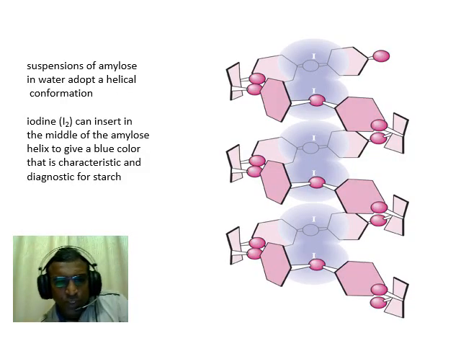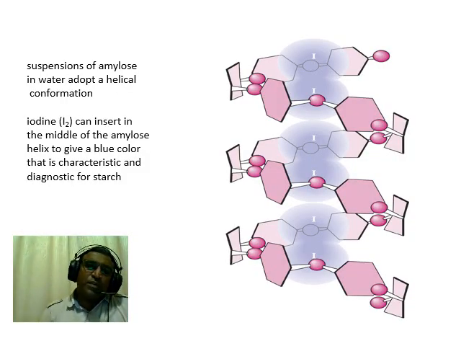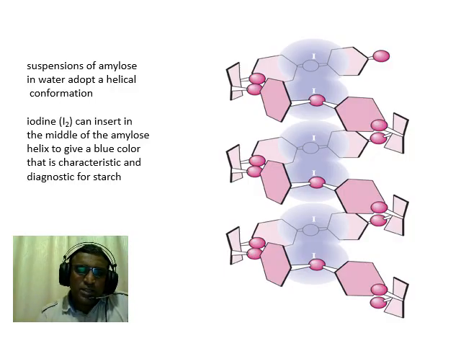Here are shown the helical structure of amylose as well as the trapping of iodine, and once it's trapped it will change color to blue, and that is the indicator of the presence of starch.